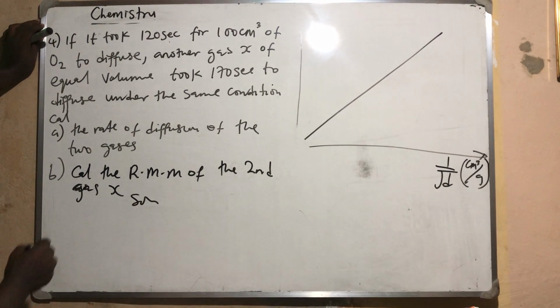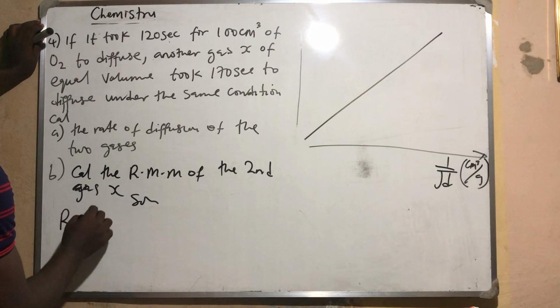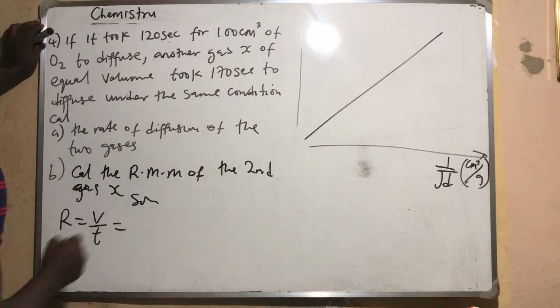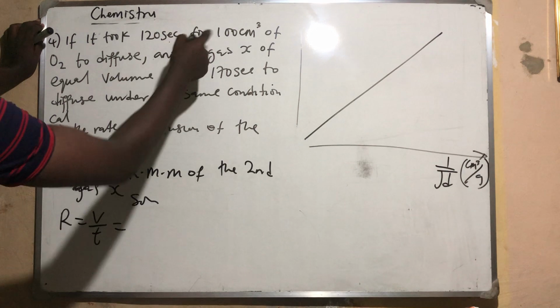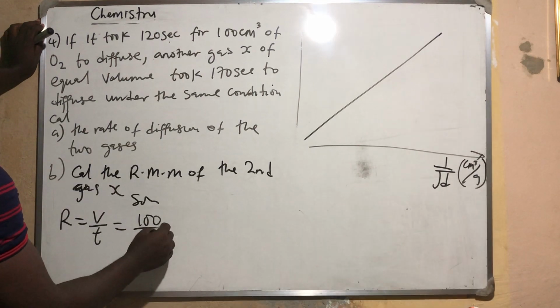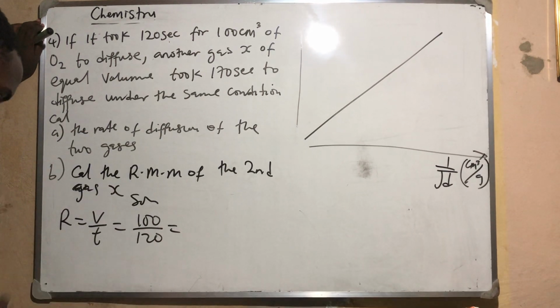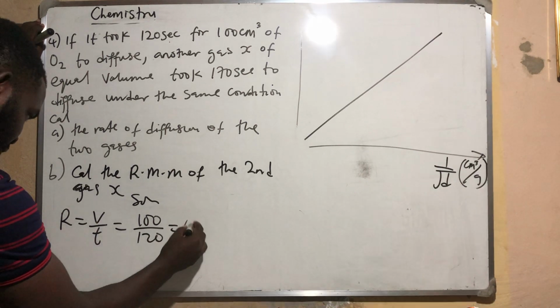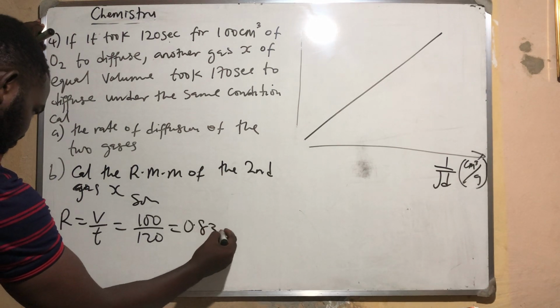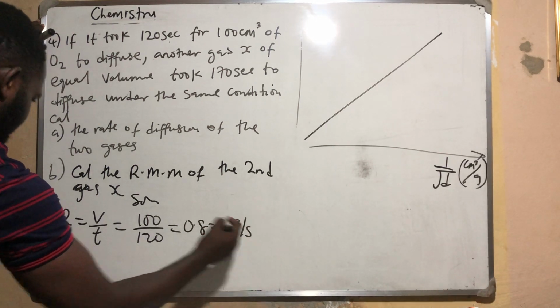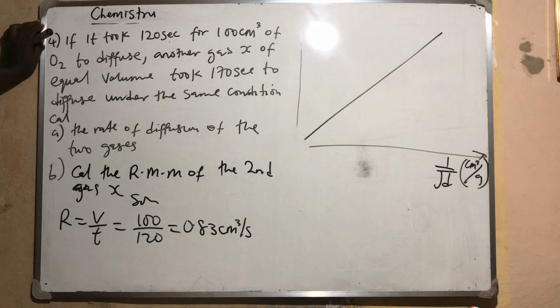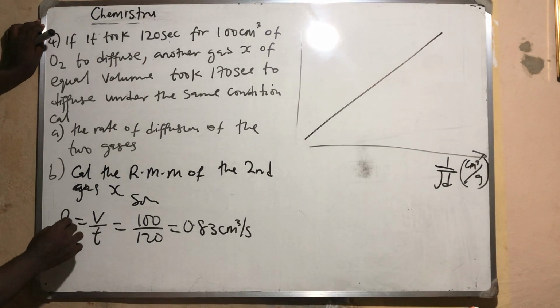So first of all, we know that the rate is equal to what? Volume over time. The volume is 100 divided by the time, 120. So 100 divided by 120, what do you have? That is the rate of diffusion of oxygen. You have 0.83 cm cube per sec. Let me write it O2 here.